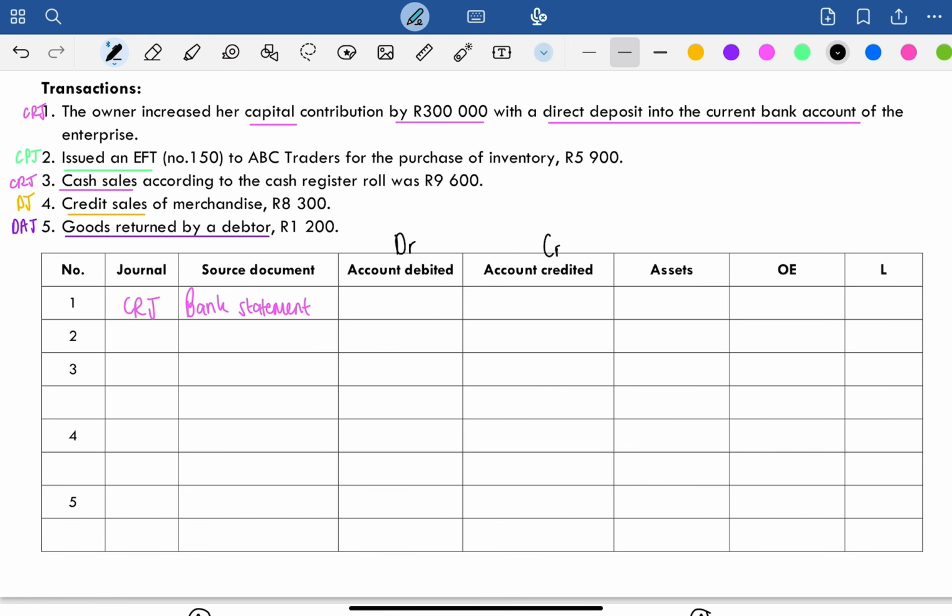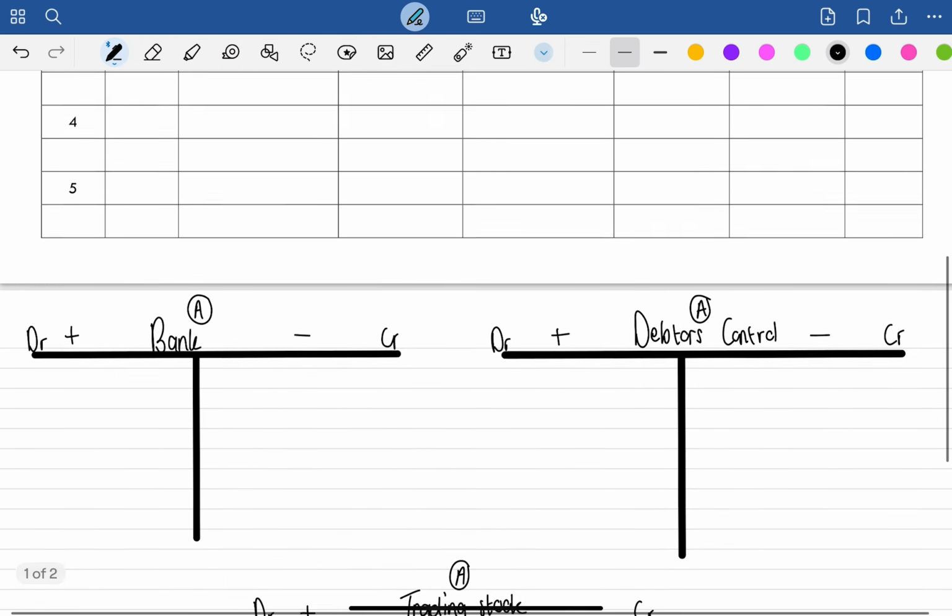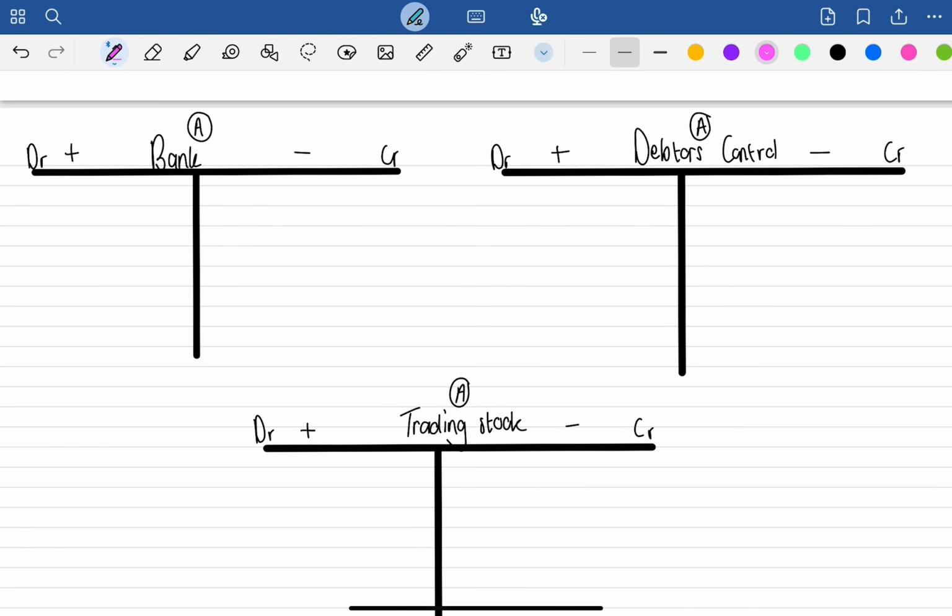So when we see CRJ, it's important to understand that any CRJ or CPJ transaction is going to affect bank. If you think about it very carefully, the CRJ transaction is where we're receiving money. We take all the money we've received and we usually put it in bank. Because if I'm receiving money as the business, I want to make sure that money reflects in my bank account. So what we can say is when it's a CRJ transaction, bank is always going to be debit, because every time I receive money, my bank is going to increase.